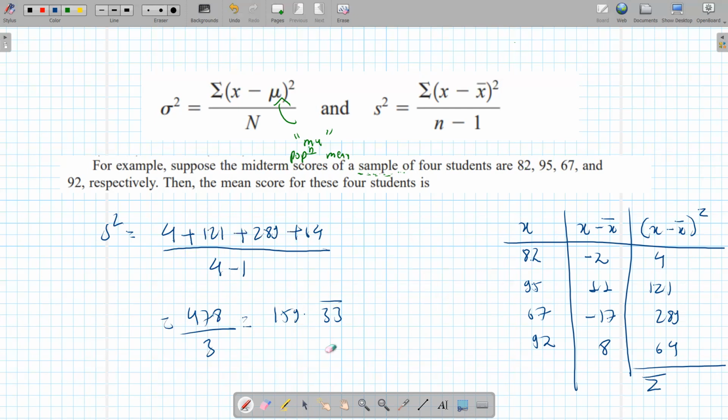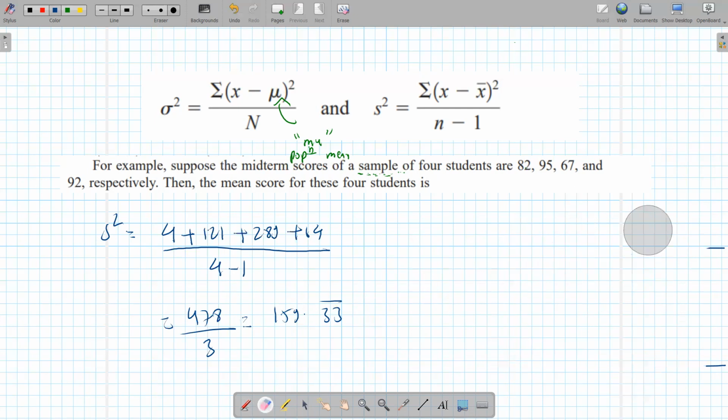If they asked you for population variance in this question, very, very simple. The numerator is going to be exactly the same. Sigma squared is the summation of (X minus X bar) squared, the exact same thing. You're going to get 478, but instead of dividing by 3, you're going to divide by 4. So 478 divided by 4. The population variance is always going to be less than the sample variance because the sample one overcompensates.